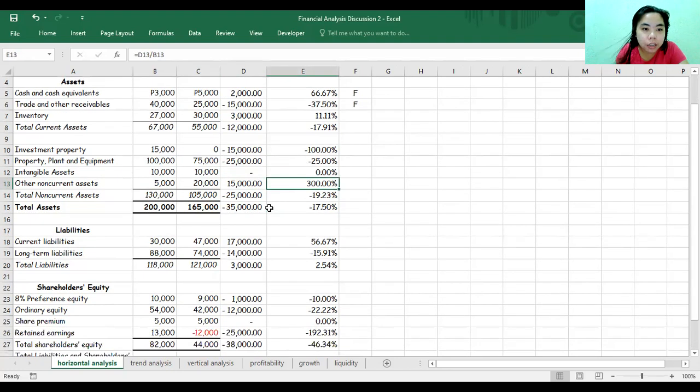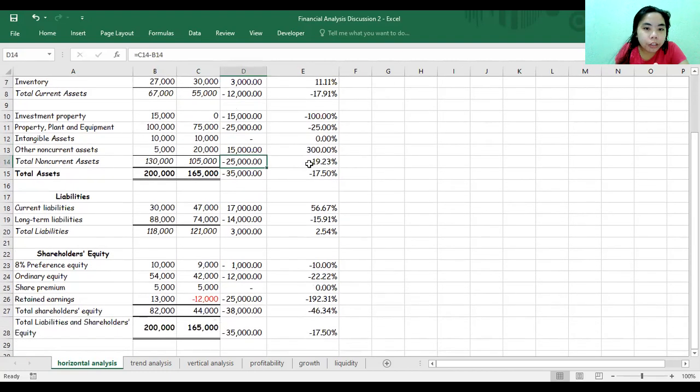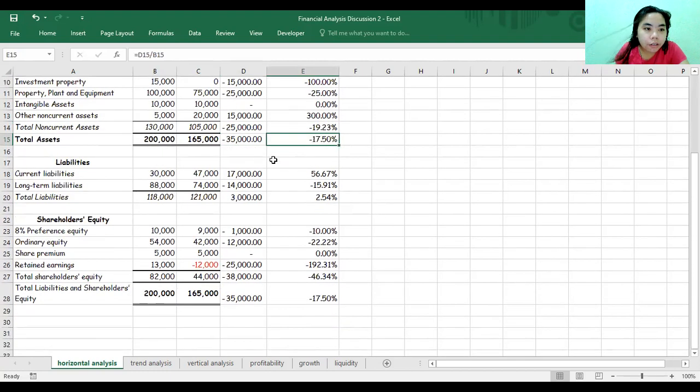So there is a 300% increase for the total current assets and the total assets. This is the change. And let's go to the current liabilities. Our current liabilities went from 30,000 to 47,000. So we have an increase of 17,000. That means there is an additional accounts payable that has been incurred by the company, and that represents 56.67% from our base year amount of 30,000.